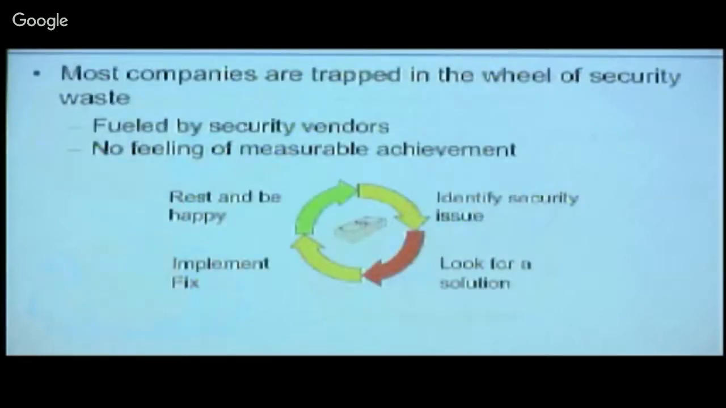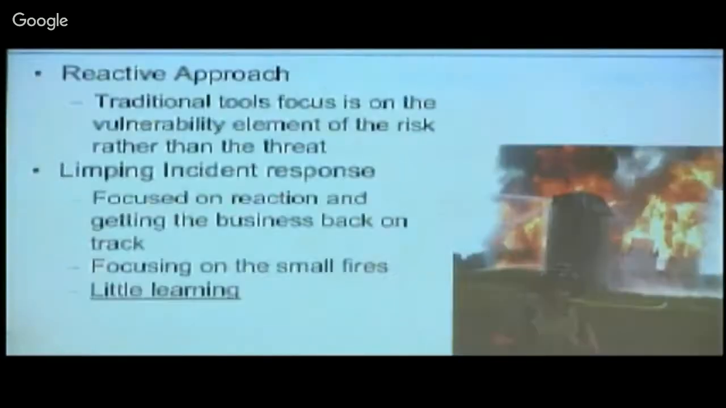Okay, now, where does cyber threat intelligence fit in? Traditionally, the approach to security is pretty much the same. It's a wheel of waste. We find the problem, we try to fix it, we reach a feeling of sort of assurance, and then back we go again into finding new problems and so on. In the end, we spend a lot of money.